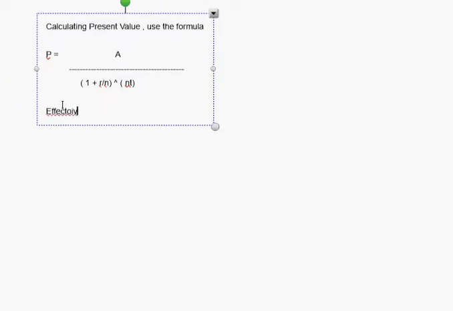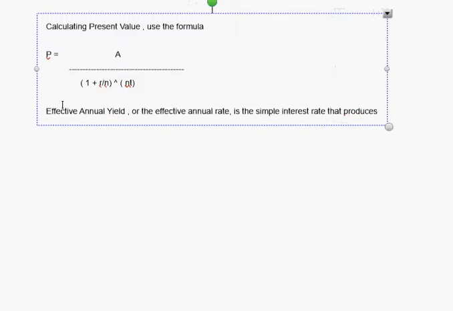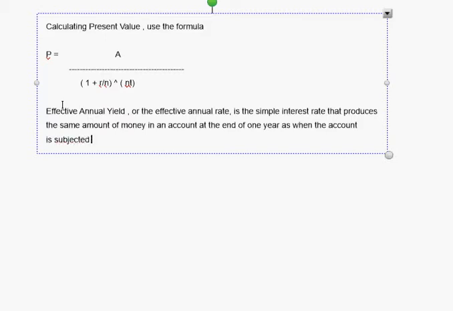Effective annual yield, or the effective annual rate, is the simple interest rate that produces the same amount of money in an account at the end of 1 year as when the account is subjected to compound interest at a stated rate.